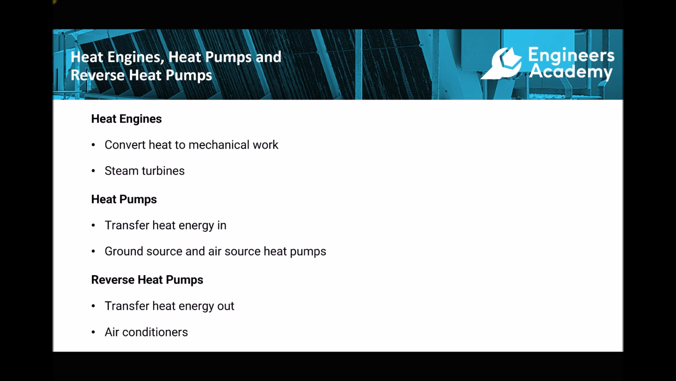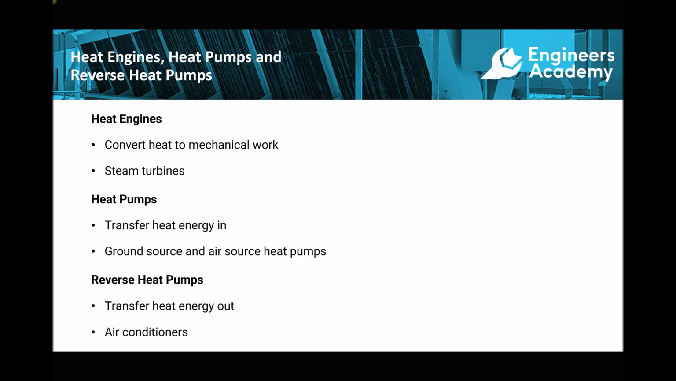So just to summarise, in this video we've discussed heat engines and how a heat engine is used to convert heat into mechanical work. We've also discussed heat pumps, which are used to transfer heat energy into a space, and we've compared those to reverse heat pumps, which are used to transfer heat energy out of a space. In the case of heat pumps, we're transferring heat energy from a colder region or outside air into a warmer region or a room in the case of an air source heat pump, and we discussed why that contradicted the second law of thermodynamics.